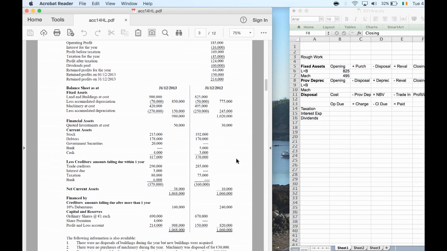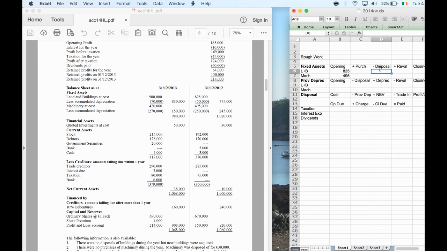So no disposal of buildings during the year, but new buildings acquired. So our disposal for buildings is 0. I'm looking for a revaluation down here in my balance sheet. I don't see any revaluation, so that means no revaluation of buildings happened either. So 825 take away from 900 means the 75 grand was spent buying fixed assets.